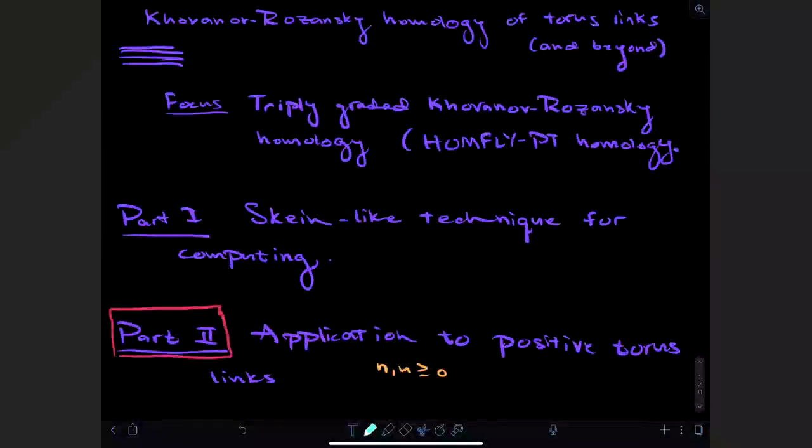Hello, everyone. So this is a continuation of the lecture on Khovanov-Rozansky homology of torus links. Part one focused on this technique for computing Khovanov-Rozansky homology, or at least some approach to the computation of Khovanov-Rozansky homology. And this video, part two, will be its application to torus links.